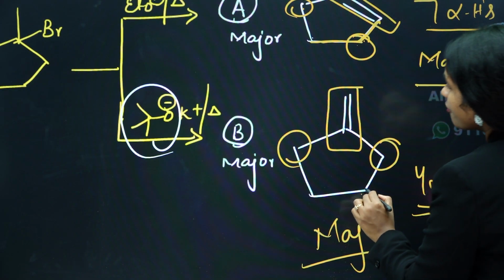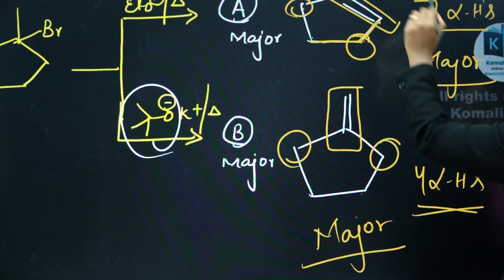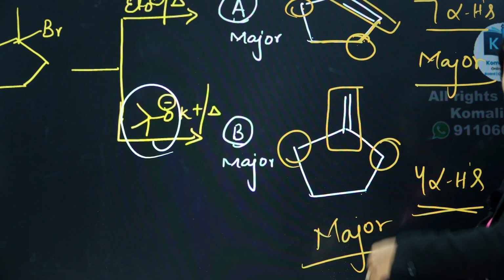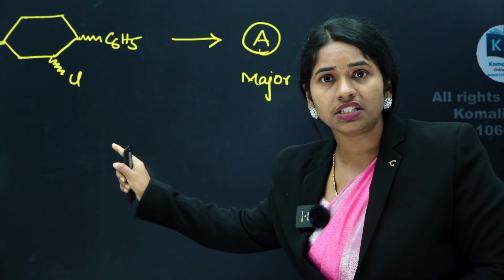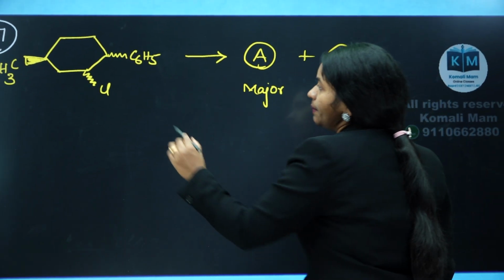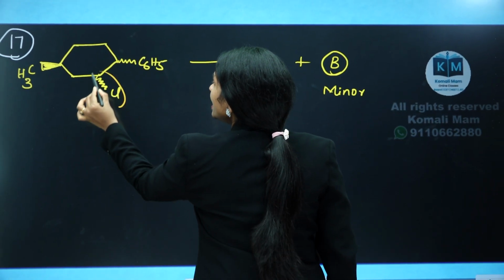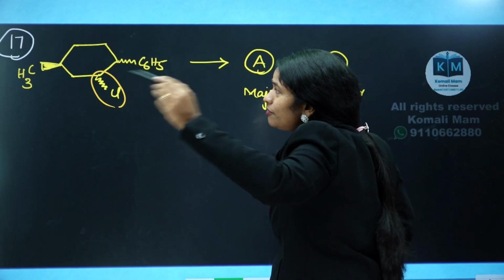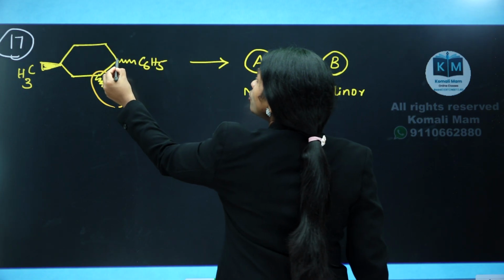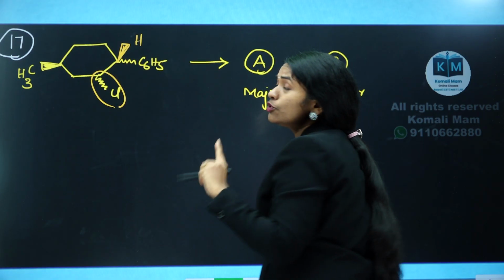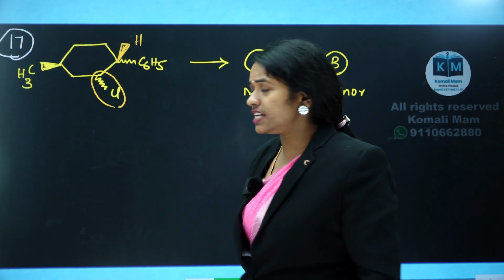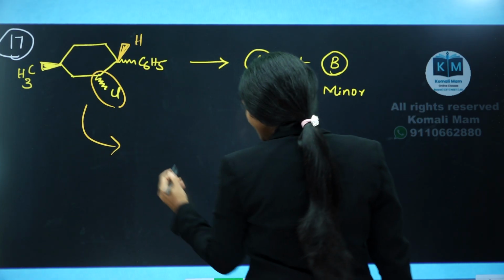This is called Hofmann's product. This is called Saytzeff's product. This is another concept actually. Okay. Now see question number 17. Observe this question carefully. Here the chlorine is present away from the viewer. So how should hydrogen be present? Hydrogen should be present towards the viewer. Then only the reaction is possible. Okay. Now let us write the product.